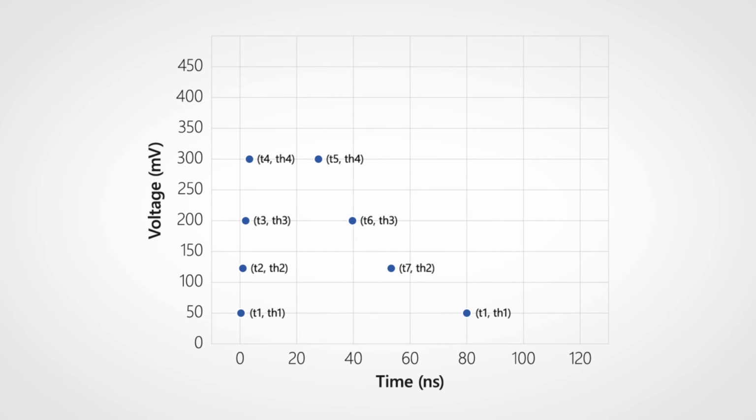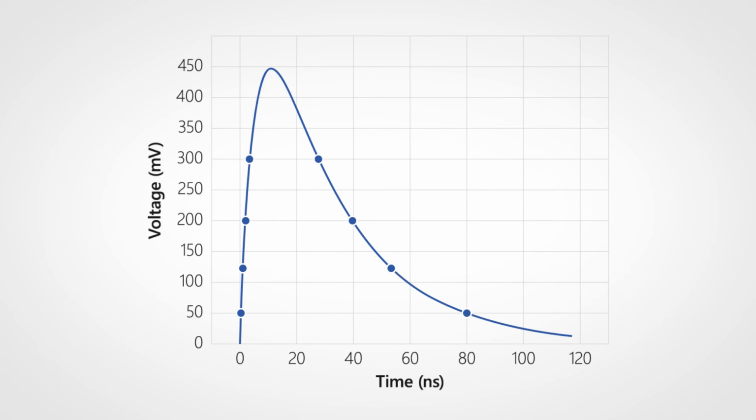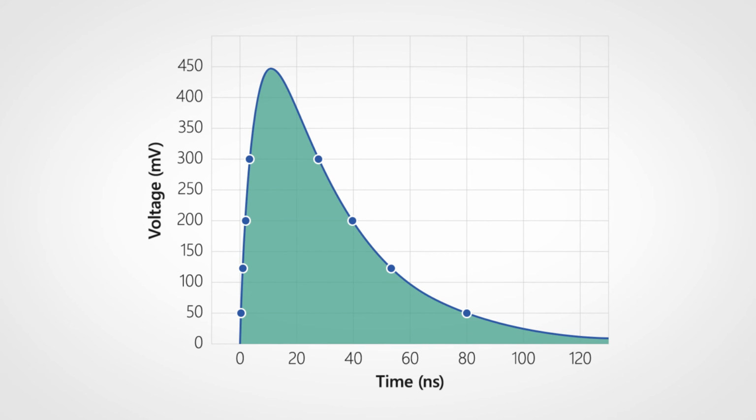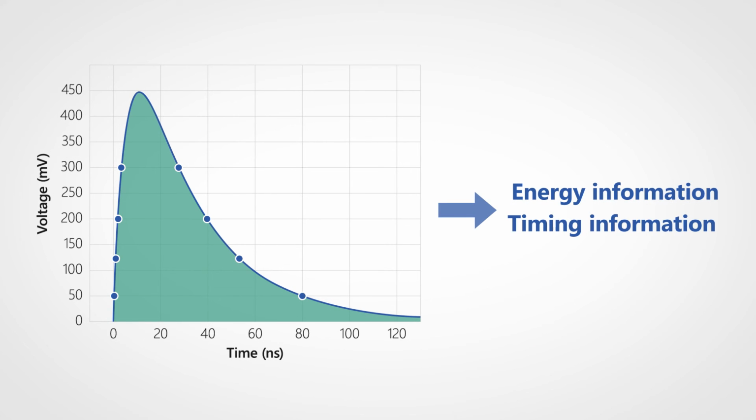Based on the 8 MVT time values and their corresponding thresholds, an MVT sampling profile can be plotted. Combined with the scintillation pulse mode, you can recover the original pulse and obtain energy and timing information. This information can be further analyzed using software for coincidence discrimination and imaging reconstruction to create the final reconstructed image.